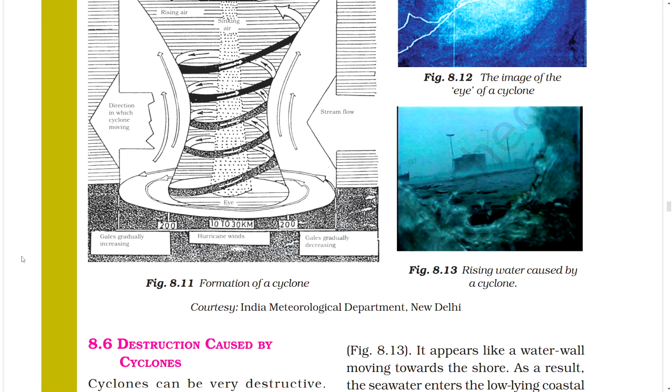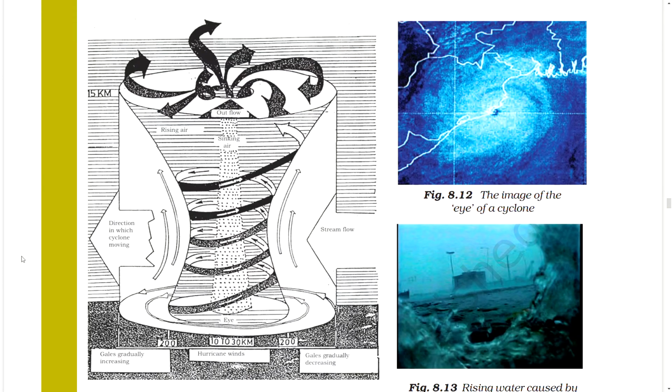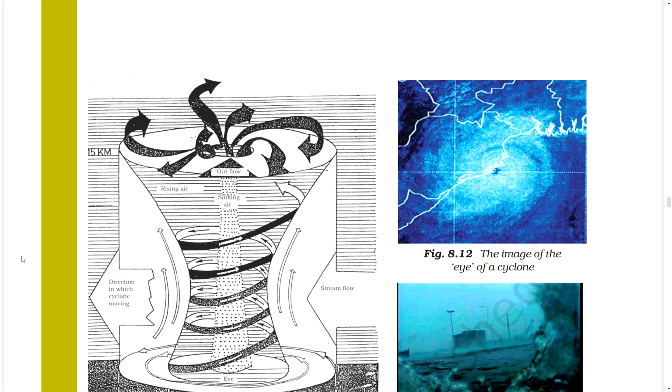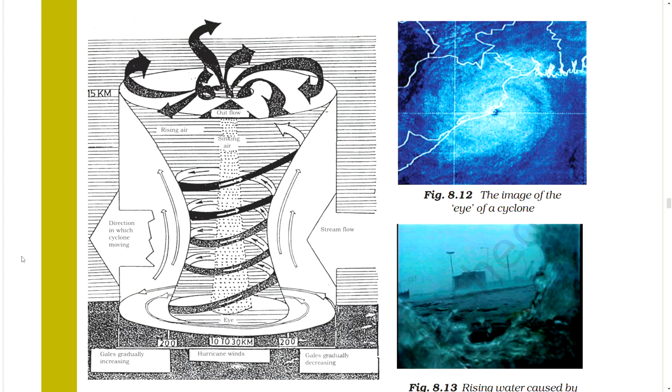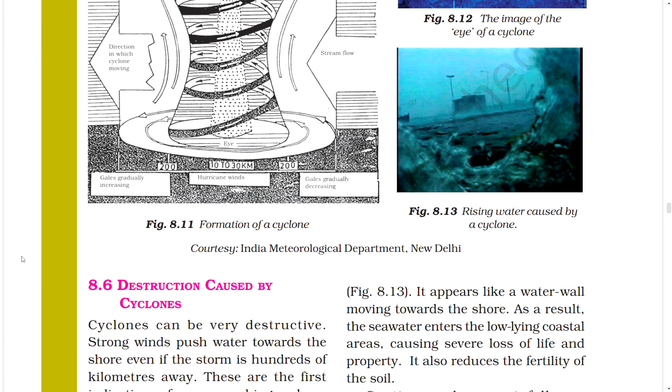Figure: formation of a cyclone. Gales gradually increasing, hurricane winds, gales gradually decreasing, direction in which cyclone is moving, the stream flow, sinking air, outflow, rising air, 15 km. Figure: the image of the eye of a cyclone. Figure: rising water caused by a cyclone.